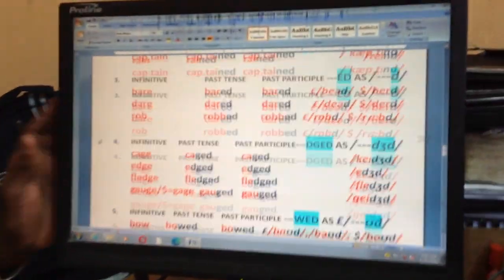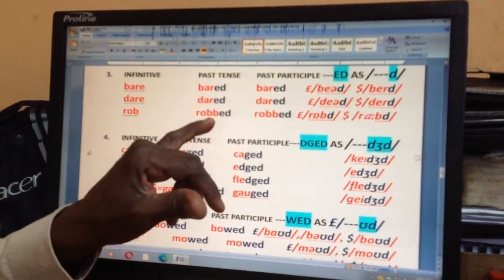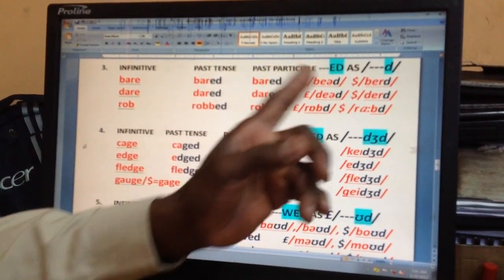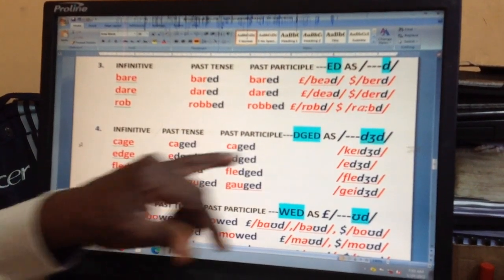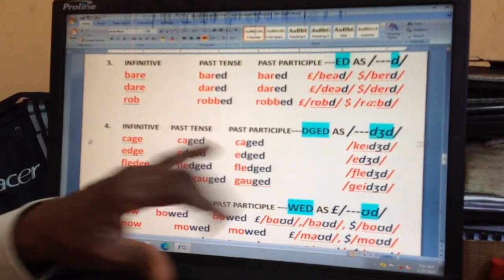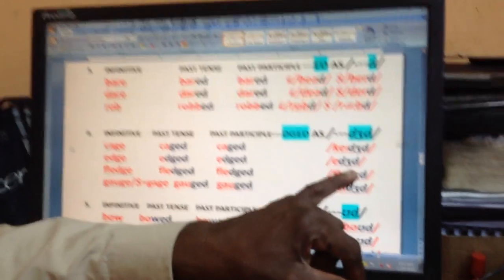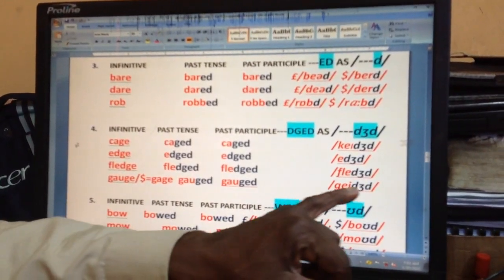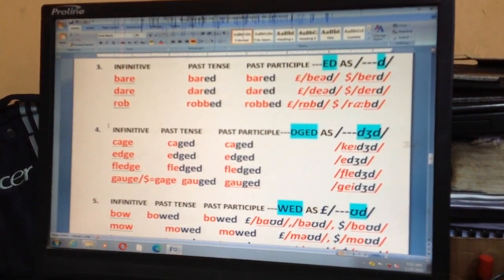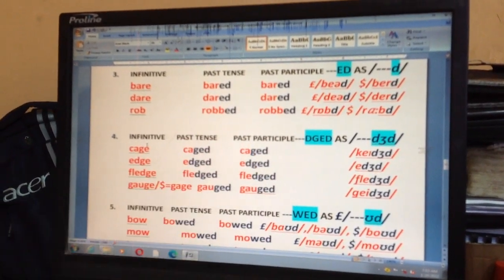We now come to number 3. Number 3, good. So we have there bad, dared, and wrapped. The sound is D for these two -ed, not 'ed.' Don't pronounce it as 'ed,' just D. Then the -ged ending. The sound for these 4 letters put together is 'jd.' So we say cage, and then caged, aged, fledged, gauged. That's the sound we should produce when we attach -ed to the J sound.